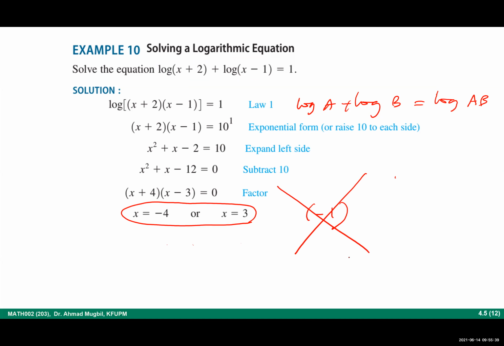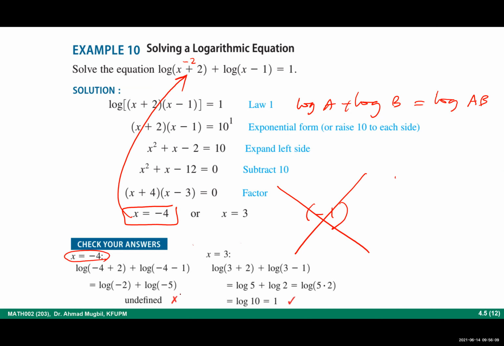Because you forgot to check. We said, ya shabab, that you must check. In the logarithmic equations, you must check. So let's check the first one, x equals -4. Is it a solution? Just look here. If you put x equals -4, what will happen? You will have -4 plus 2, which is -2. Do you know what is log of -2? It is undefined. So if you check x equals -4, you will get -2, and there is no need to continue. It is undefined.